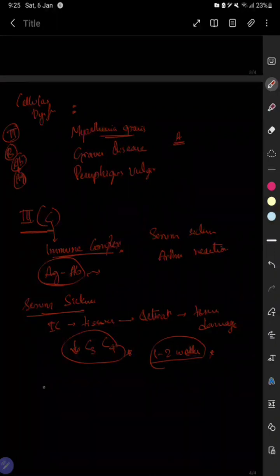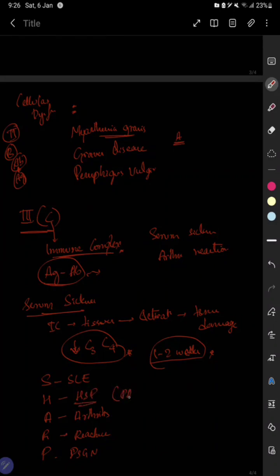That is one thing. And in this, for examples, you might have heard the famous mnemonic SHARP, right? S for SLE, H for what, I don't know. Okay, let's see. A for arthritis, right? Arthritis, rheumatoid arthritis, reactive arthritis, PSGN, IgA vasculitis, and everything comes here. HSP, yeah, HSP, PAN, PSGN, PAN, polyarteritis nodosa. All these are examples for this type 3.